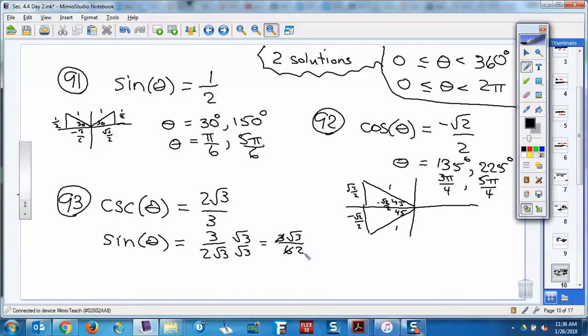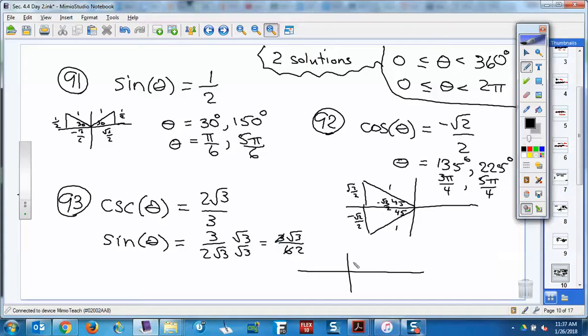You wouldn't have noticed it, but if I had given you this and said it was no calculator, you would know it has to be, because that's the only way I'm going to give you one of these, if it's one of our special angles, okay? So where is sine root 3 over 2? Well, again, it's positive, so where is sine positive?